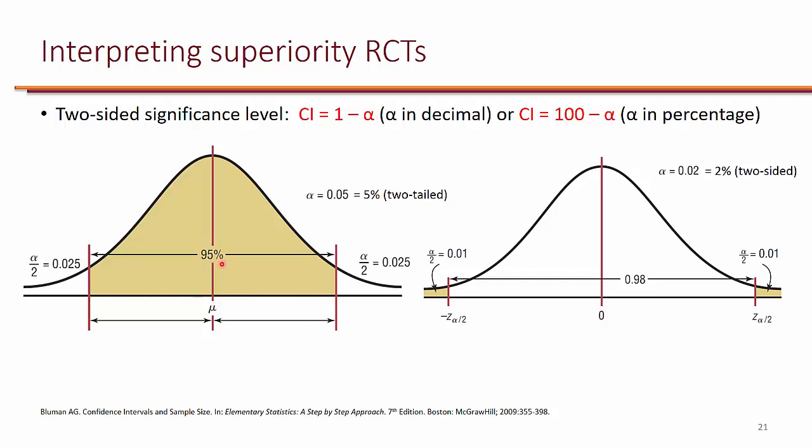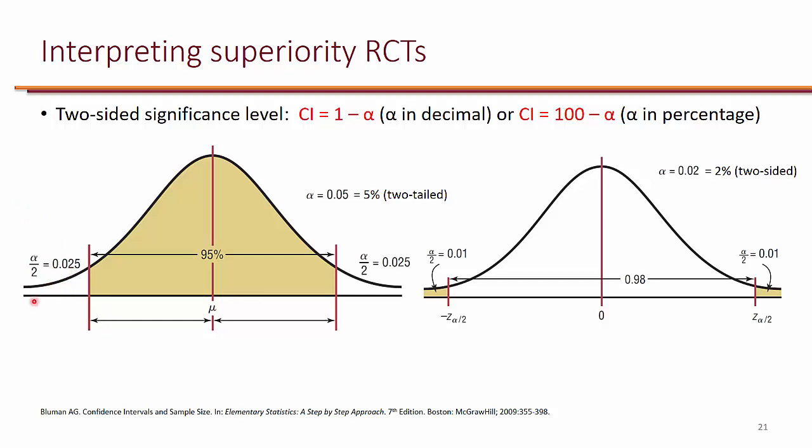What we really mean here is that if you do the study again, we are 95% confident that it will be within two standard deviations. Anything outside of that might be considered a chance finding, and that's why, if you remember the concept of type 1 error, type 1 error means a false positive.